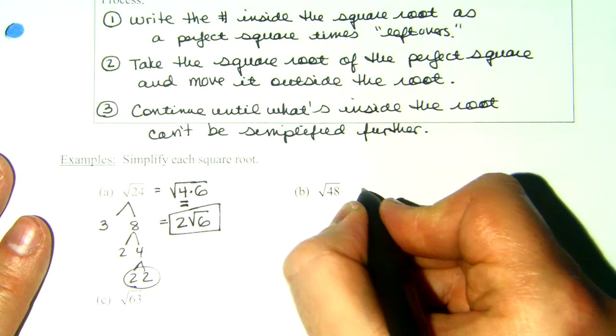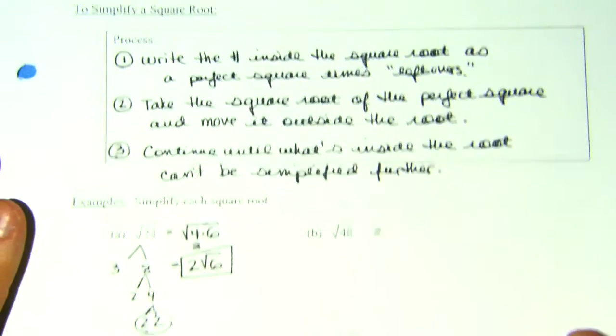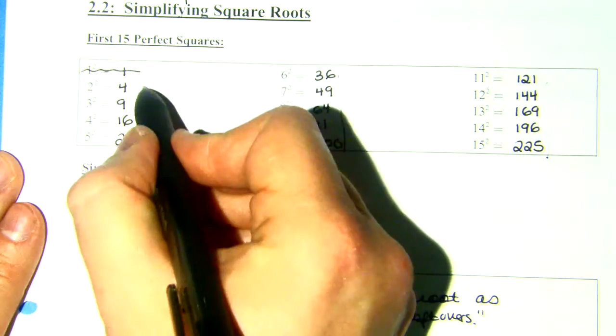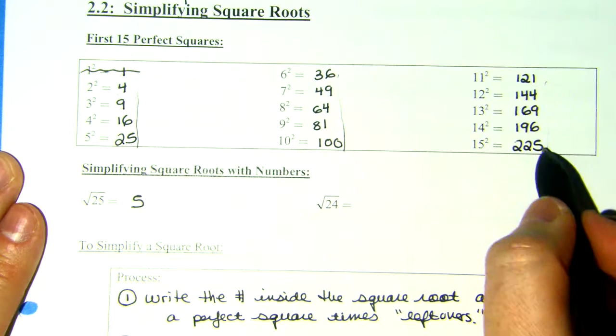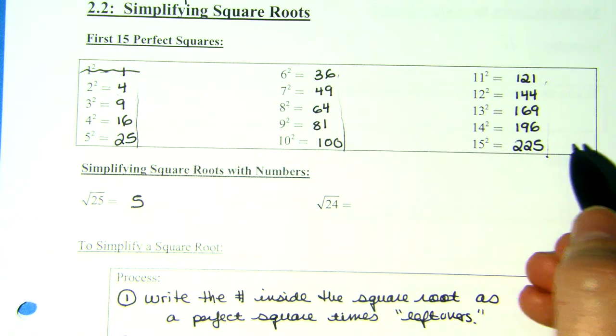Letter B, square root of 48. Well, you can write 48 as what perfect square times something else. Can you submit to Edpuzzle the multiplication problem that you're going to get under your root?